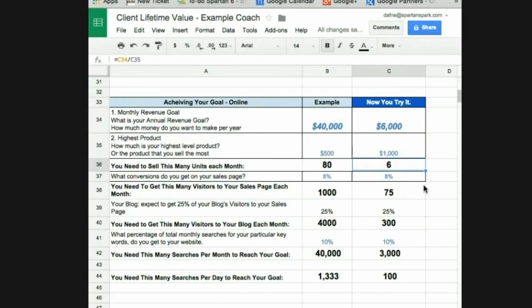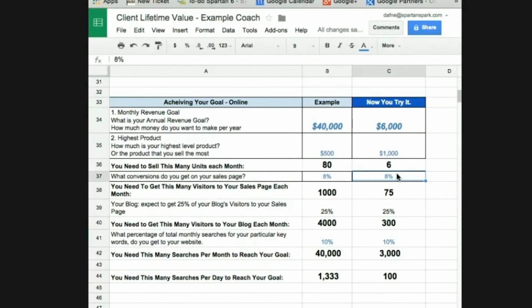And now here's where all the metrics come in. If your sales page gets an 8% conversion, then you need 75 people to your sales page. If your blog gets a 25% conversion, you need 300 people on your blog each month. And if your keywords, your total searches, get a 10% conversion, that means you need 3,000 people searching to get to your blog, to get to your sales page, to get to your strategy session. I hope that makes sense.